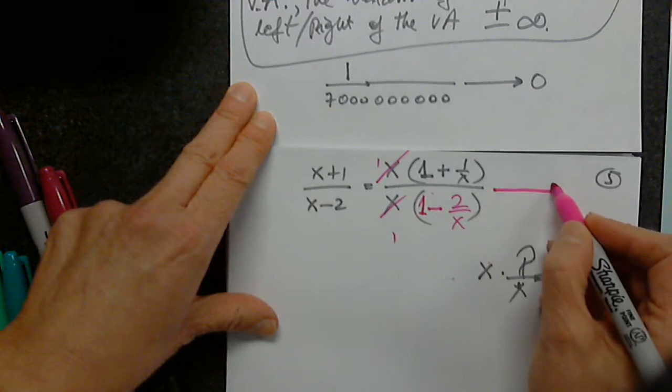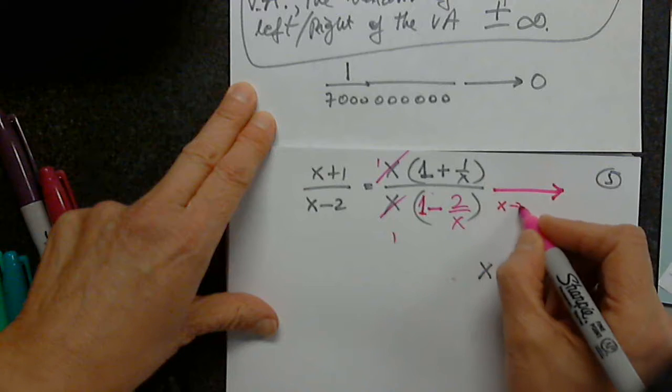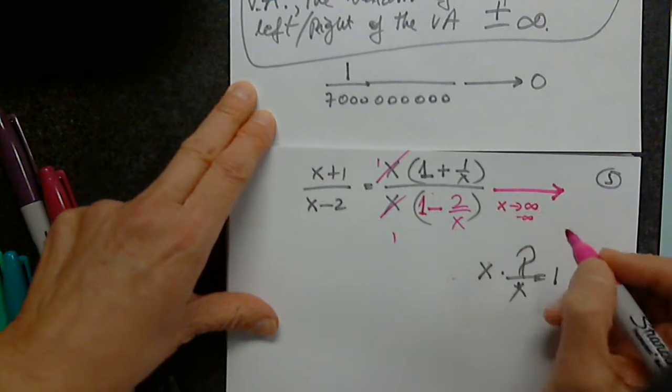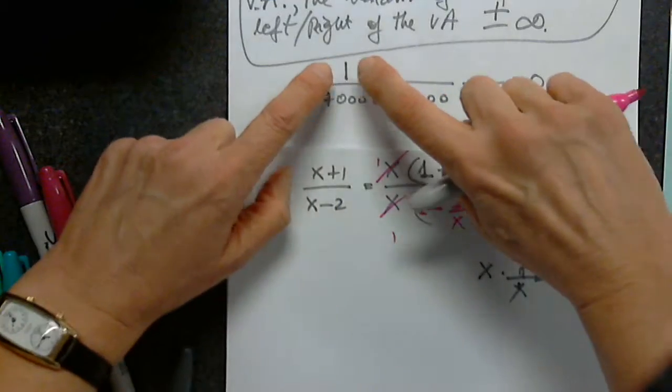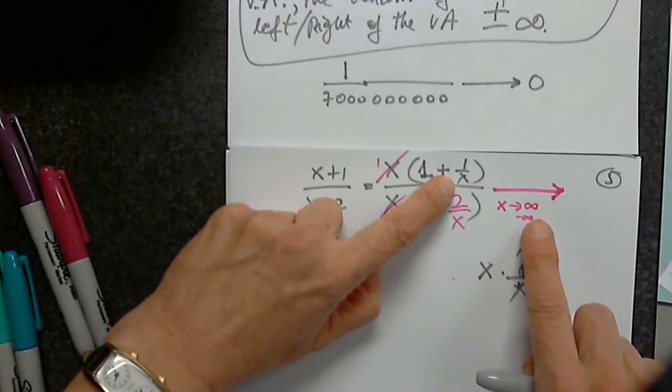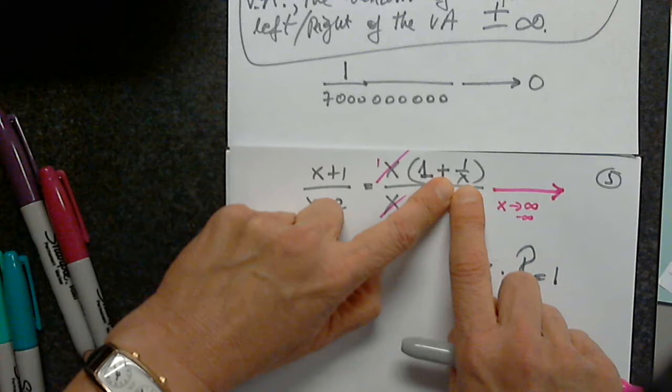So tell me, where does this go as x approaches infinity or negative infinity? Doesn't matter. Where will this go? 1 over x when x approaches infinity. Where will this go?